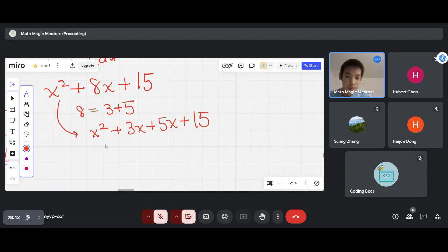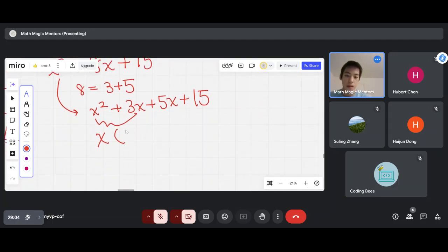Well, let's check this out. Consider the first two terms. The common factor between x squared and 3x is just x. So we can factor an x out of the first two terms. Factoring out the x gives us x times x, because x times x is x squared, plus 3, because x times 3 is just 3x.